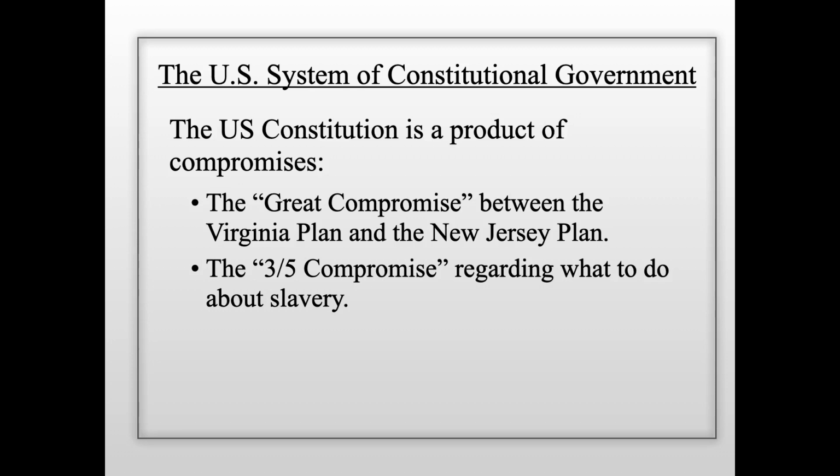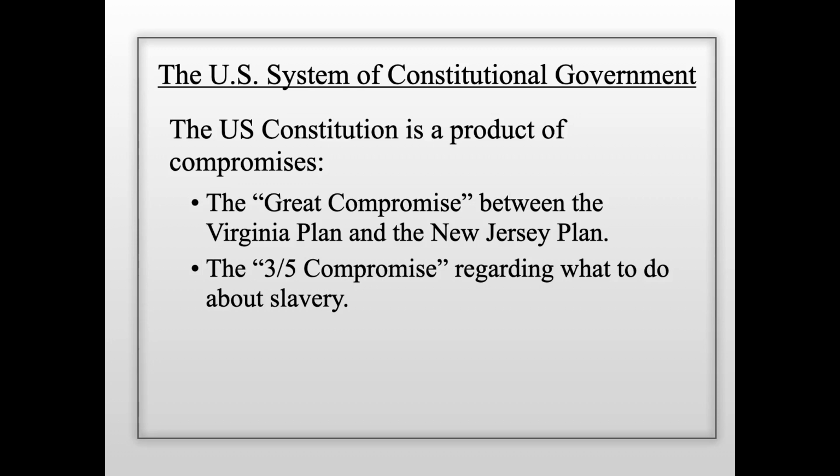So New Jersey said a far more fair plan would be to have equal representation among all states. So every state will have one representative or two representatives or three, whatever it is, but each state will have an equal number of representatives.